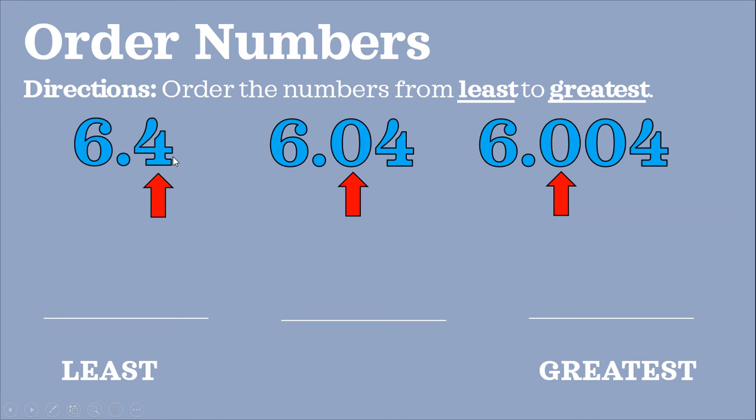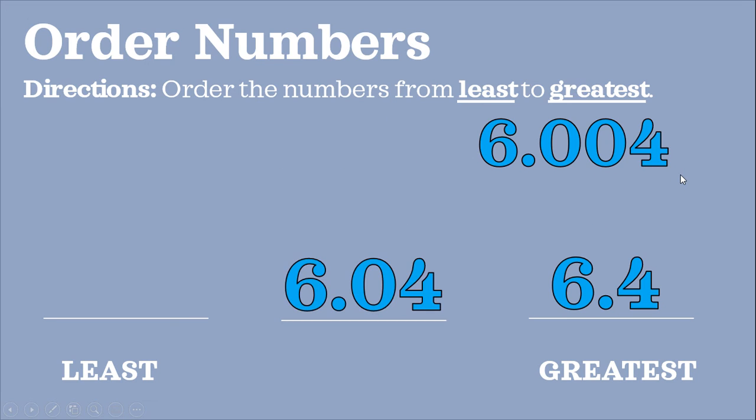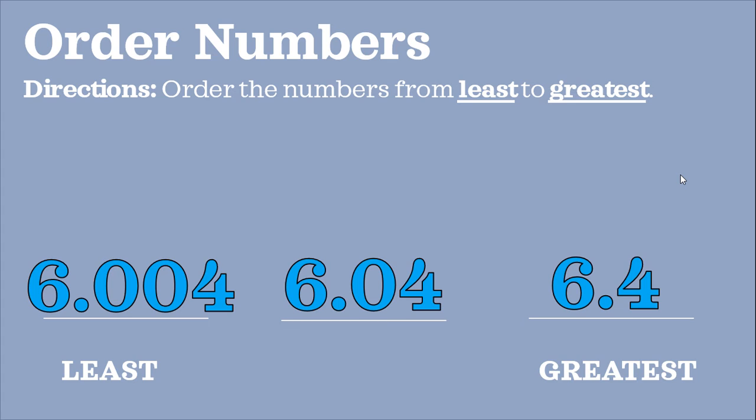So we know this 4/10 is bigger than 0/10. That's going to be our biggest number. So we're going to put it on the greatest side. We're going to compare the hundredths place now. Notice in this number here, we have 4/100, but in our last number, we have 0/100. 4/100 is bigger than 0/100, so 6 and 4/100 is going to go in the middle, leaving 6 and 4/1000 to be our smallest number.